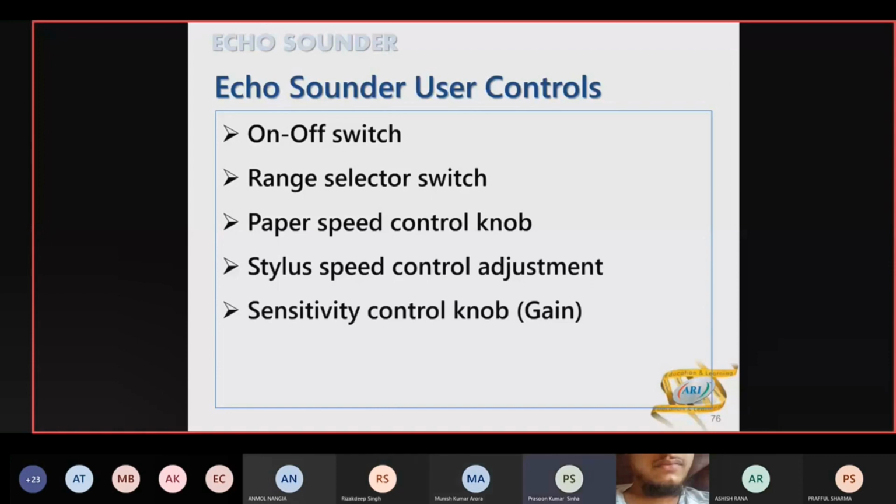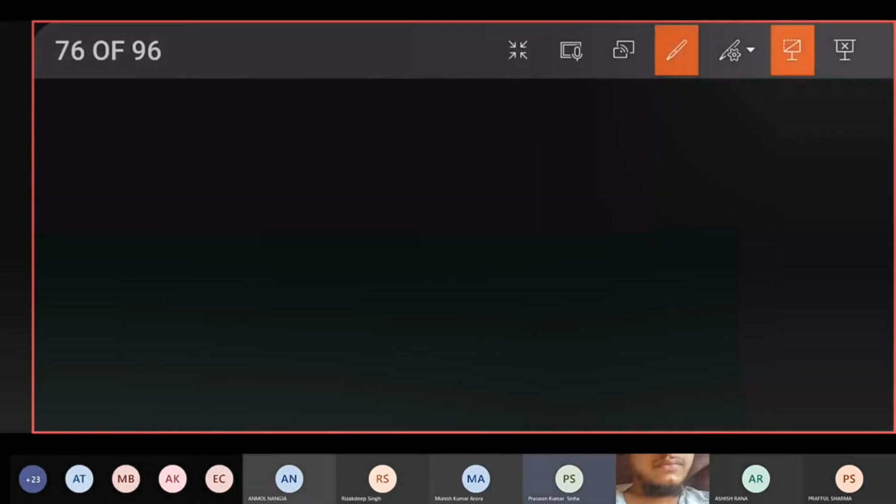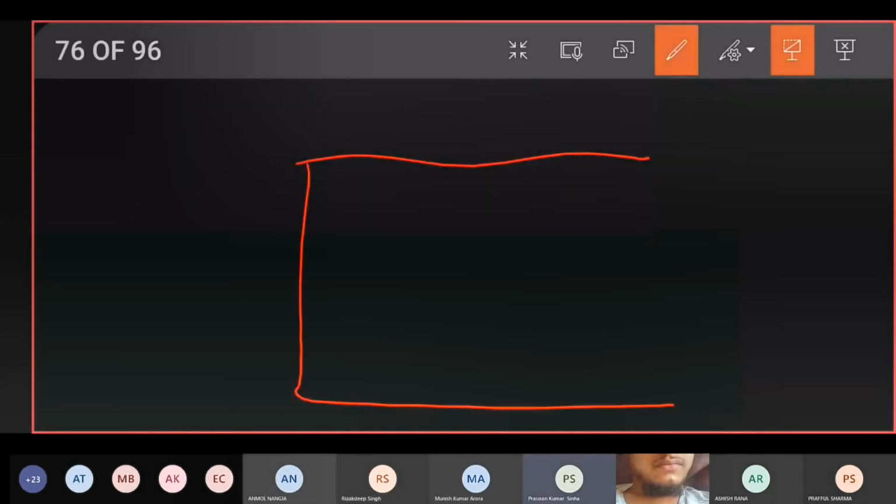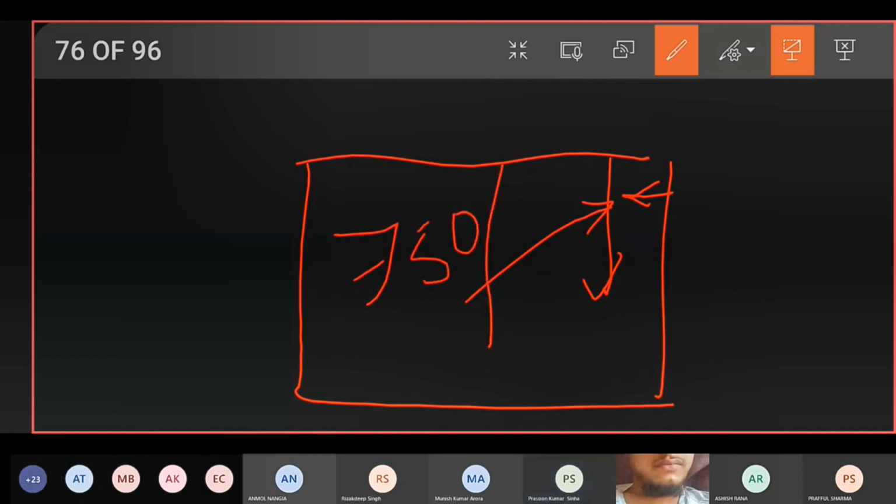Then there is stylus speed control. In stylus speed, you know that the stylus is running up and down like this on the paper. The speed of this stylus should be 750 meters per second. This can be adjusted, it can go up, it can go down.